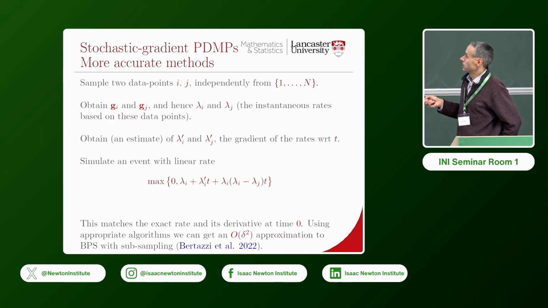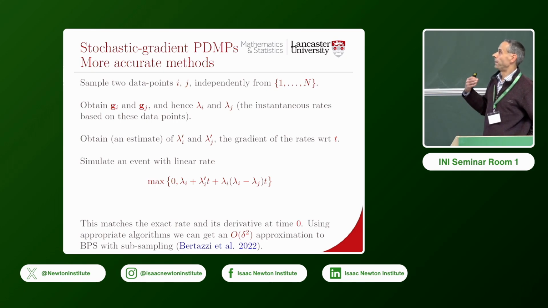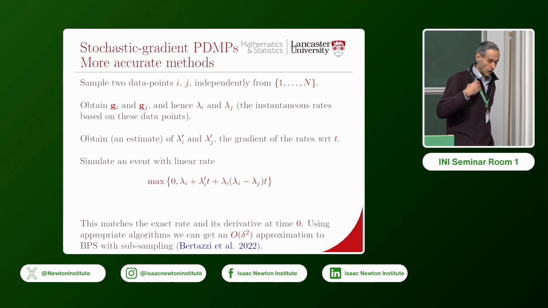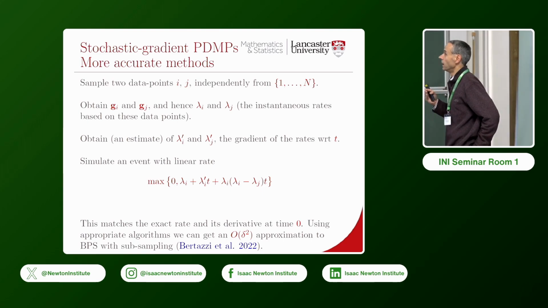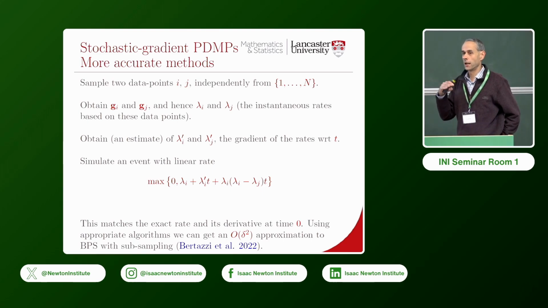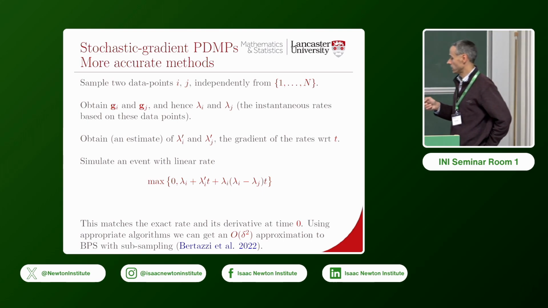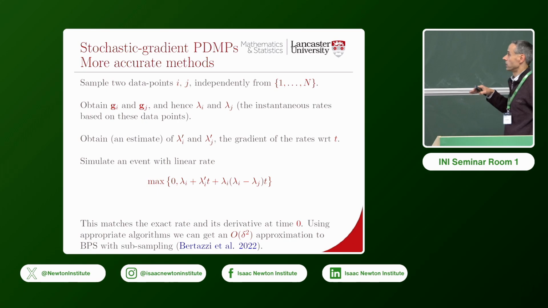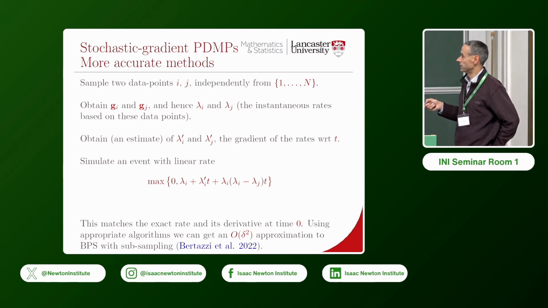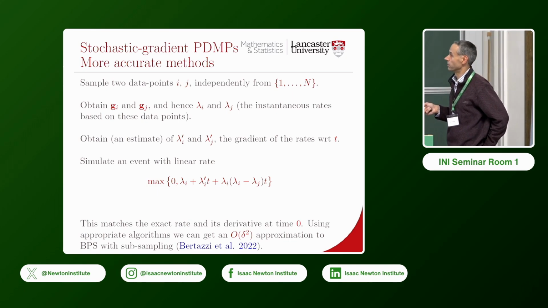So what we also need to do, if we're trying to get a better approximation to the true rate at which events are occurring, is take account of the fact that the true rates are varying over time. And so that means that for data point I, we need to get an estimate of how the rate associated with data point I would be changing over time, so the derivative of the rate at time 0.